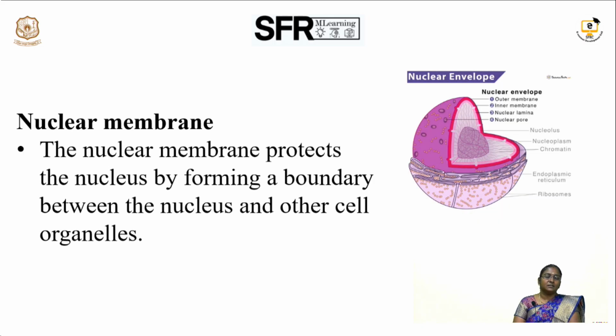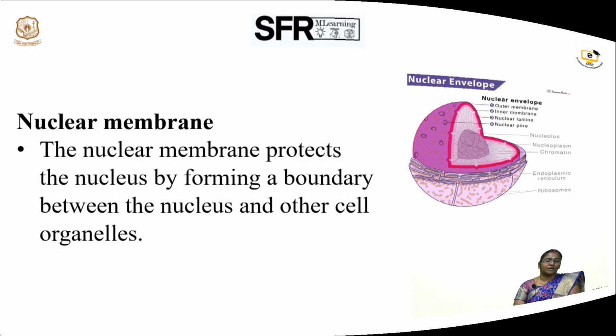And next cell organelle is the nuclear membrane. So, it covers the nucleus and it is found in two layers, outer nuclear membrane and the inner nuclear membrane. So, it has two layers and it helps in the protection of the nucleus from the cell, forming a cell boundary between the nucleus and other cell organelles.